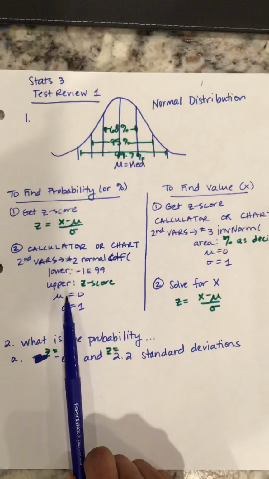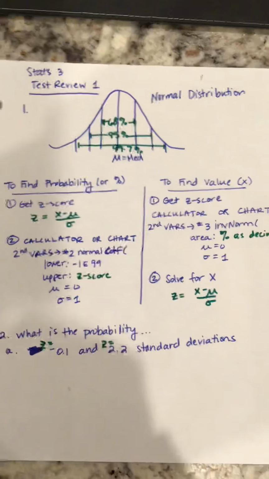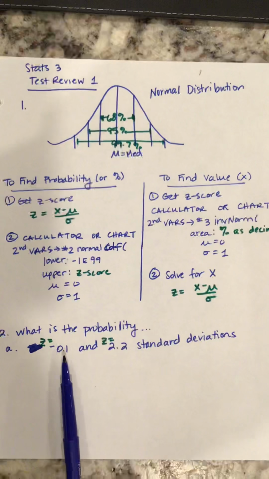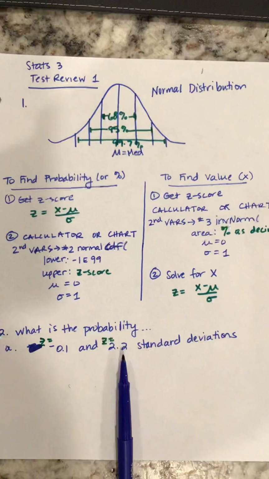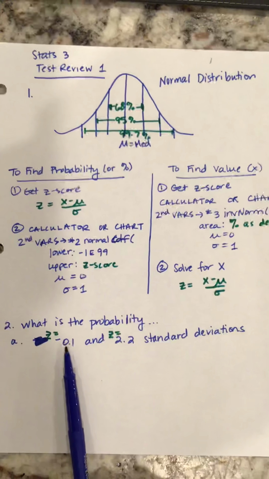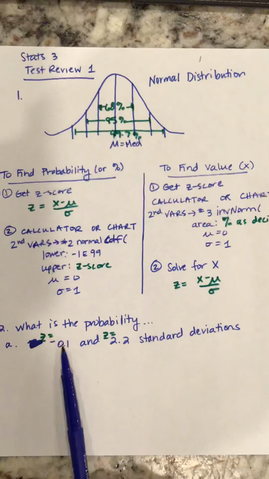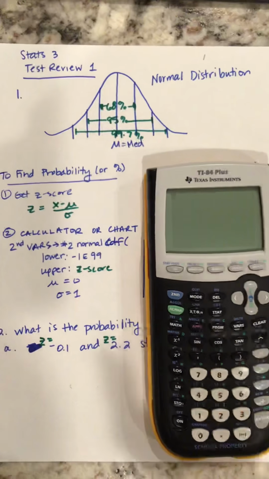The first step in that method is to get the z-score, which you can find using that formula. But if I look a little closer at the problem, it tells me that we are negative 0.1 and 2.2 standard deviations away from the mean. That means that what they're giving us is actually the z-score, right? So those numbers represent the z-score, so we don't need to use the formula given here. We can jump to step 2, which says that we can use our calculator or our chart to find the probability.